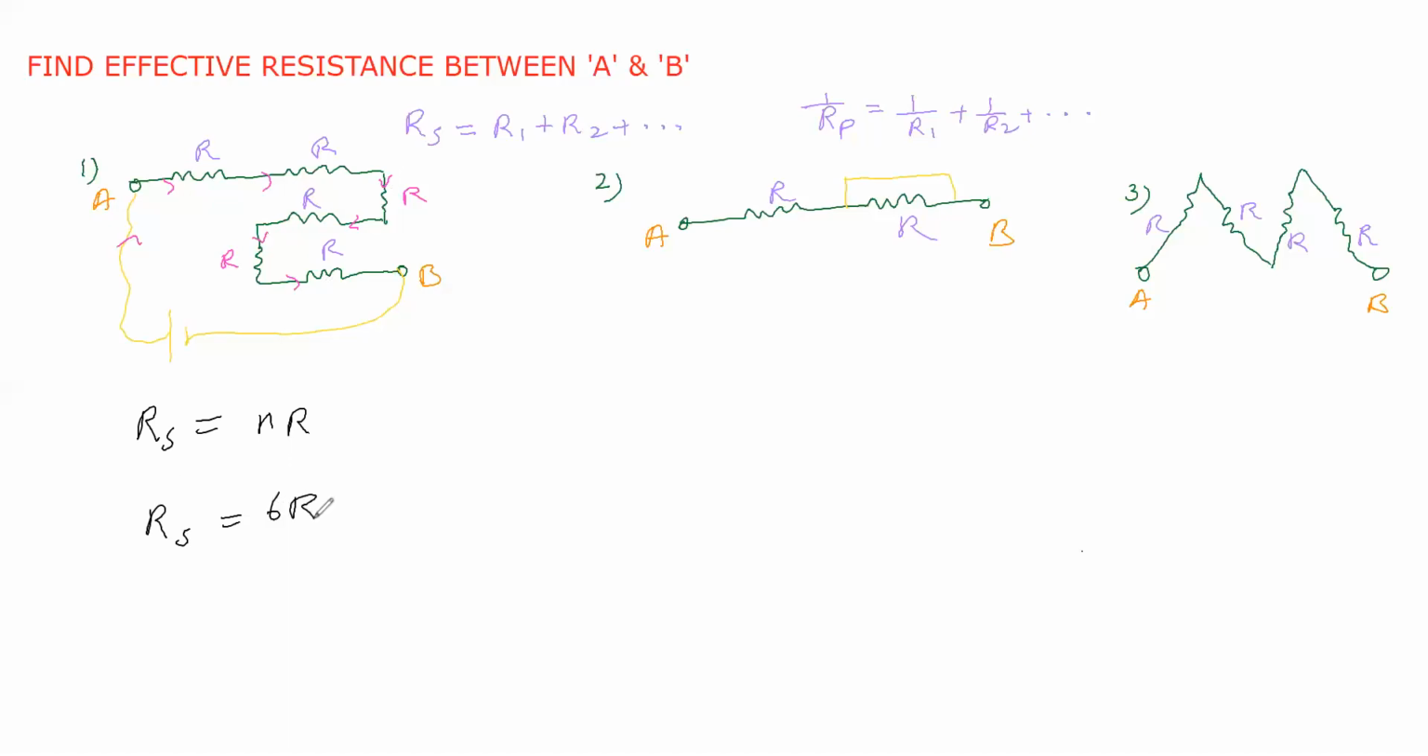Now let us go to the second problem. To find effective resistance, we have to assume that we have connected A and B to the battery. Here, see here, a current passes from the battery, and this current passes through resistance R.